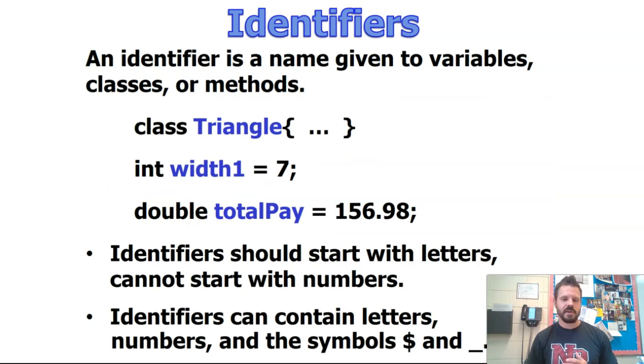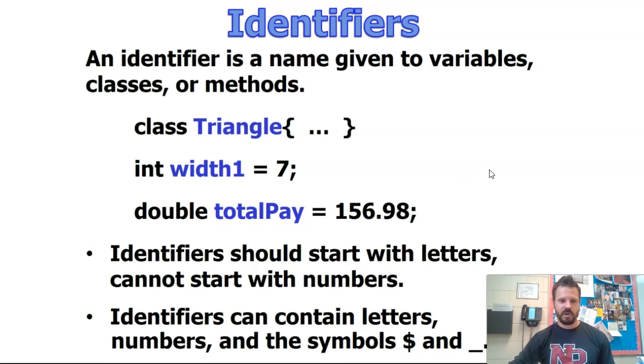All right, so next let's talk about all the little nitty-gritty details that are happening when you make those simple coding statements to create and assign a variable. First thing, let's talk about identifiers. An identifier is a name given to variables, classes, or methods. So for example, yesterday we talked about naming a class. We could say we have a Triangle class here. Or names for variables. The main method would be an example of a named method.